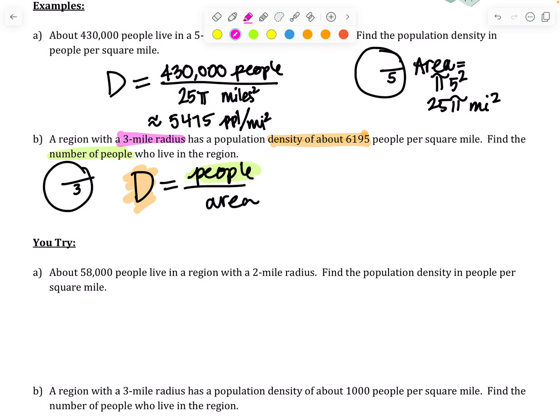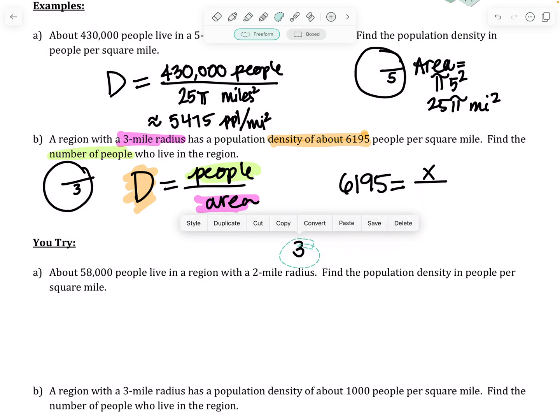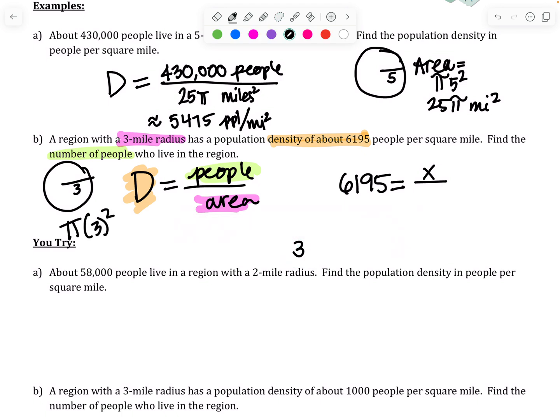And then our 3-mile radius is going to go into this spot for area. So 6,195 is the density. The number of people we don't know. And we don't want to just put 3 for the area. That is the 3-mile radius. We want to actually put pi r squared. So we don't want to just put 3, we want to put 9 pi to get the whole area. So now I need to solve for x.